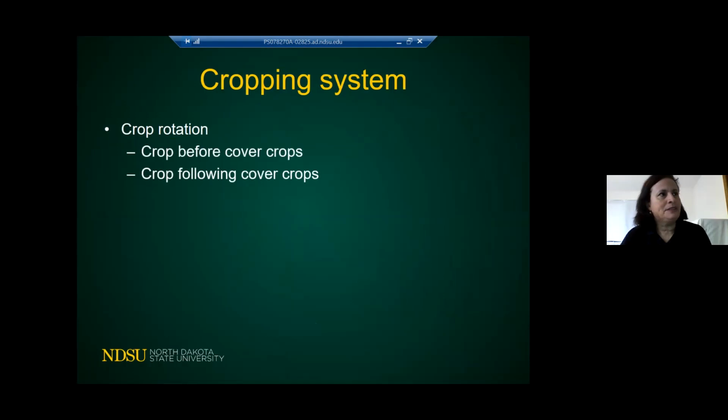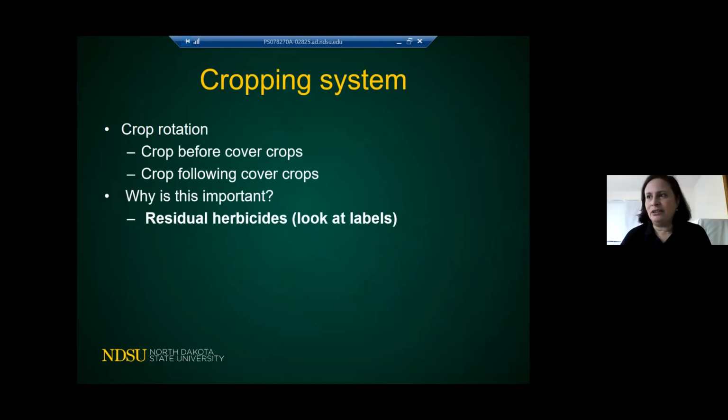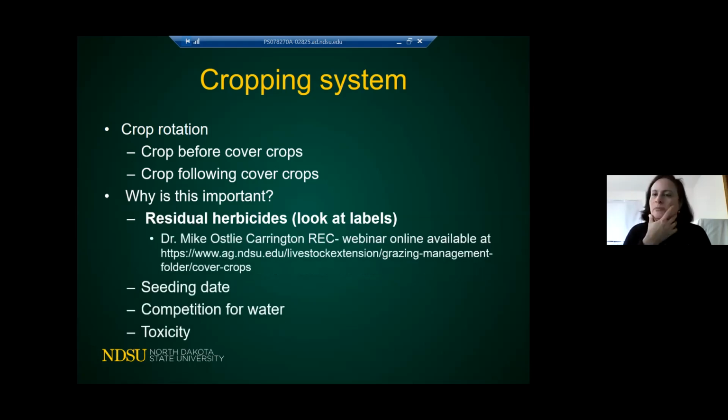your cropping system. So your cropping system and the questions on this cropping system are very important, right? What is your crop rotation? If you ask someone, well, what cover crops should I use? We need to know what crop you have before the cover crops and what crop is following your cover crops. The reason why this is important is because of residual herbicides, right? We need to know what crop you had before you're going to plant cover crops and what your herbicide program is, because if you have a residual herbicide, likely you might kill all your cover crop. So you need to know that. And I'm not going to talk much about that, but Dr.